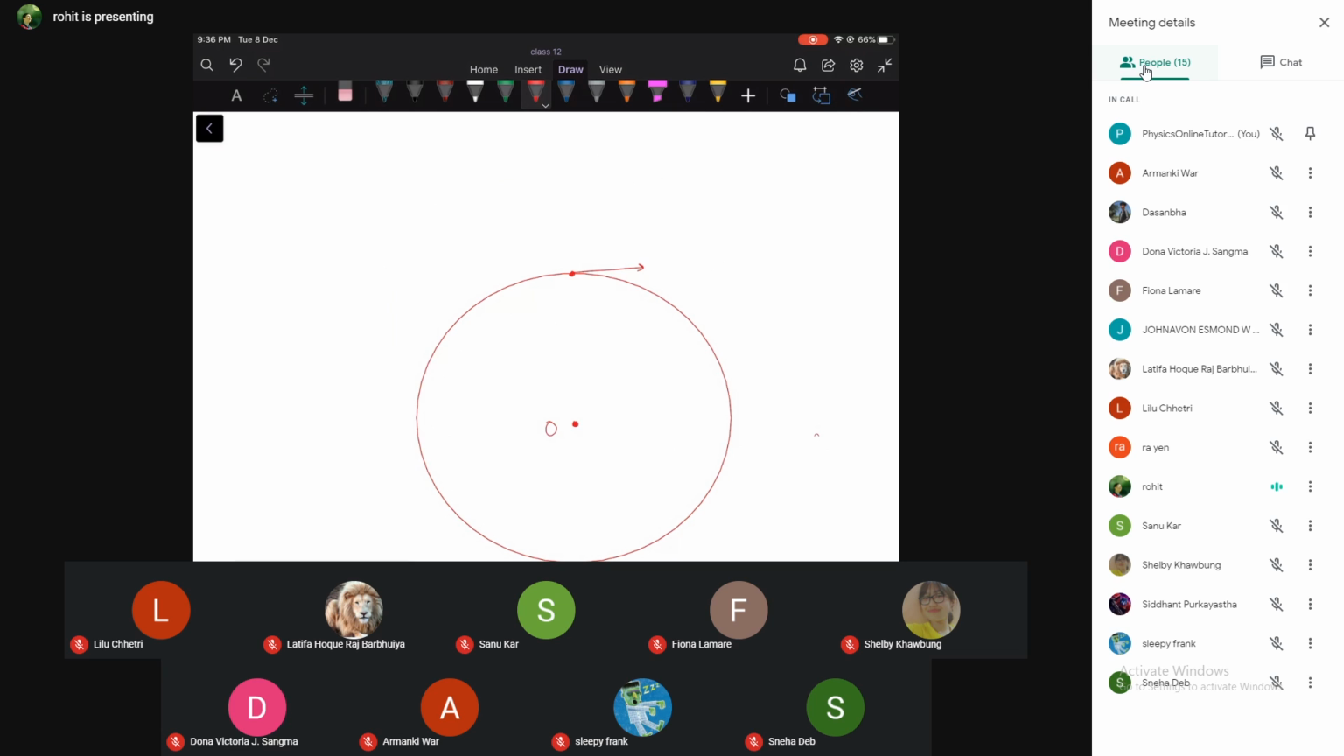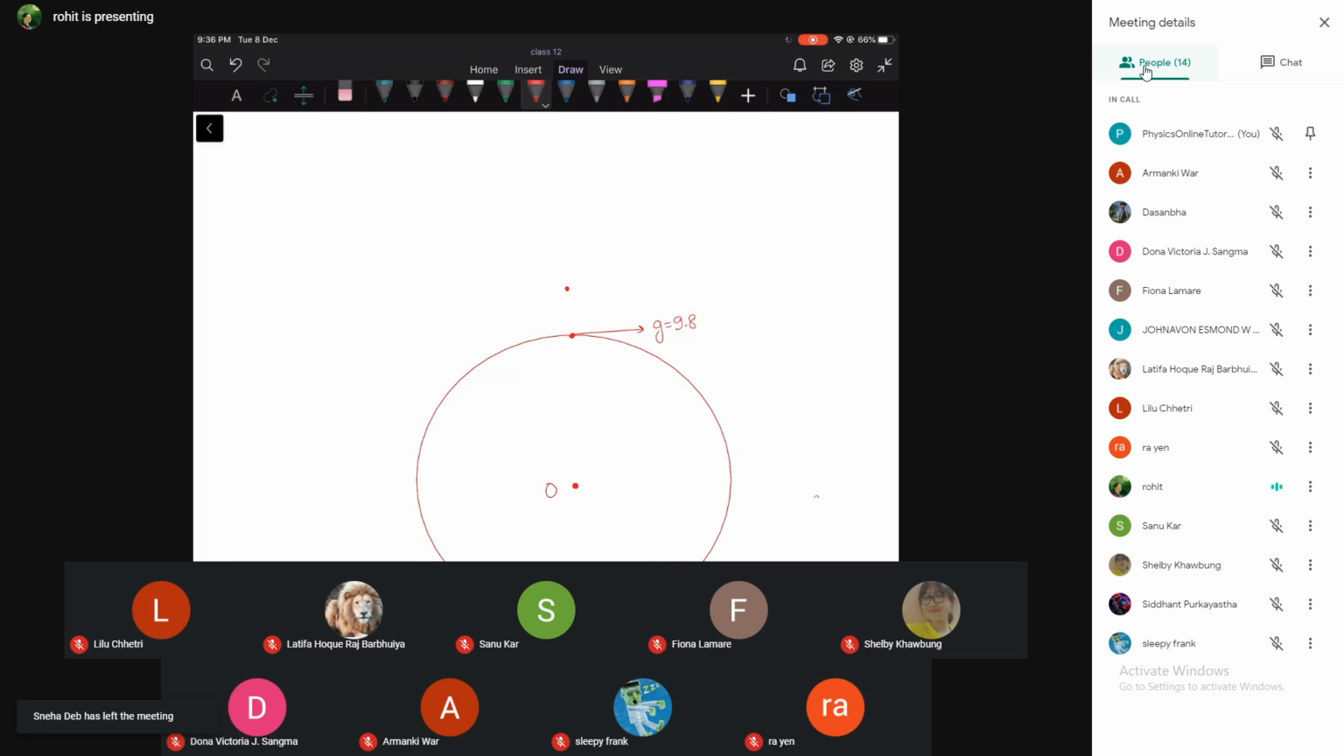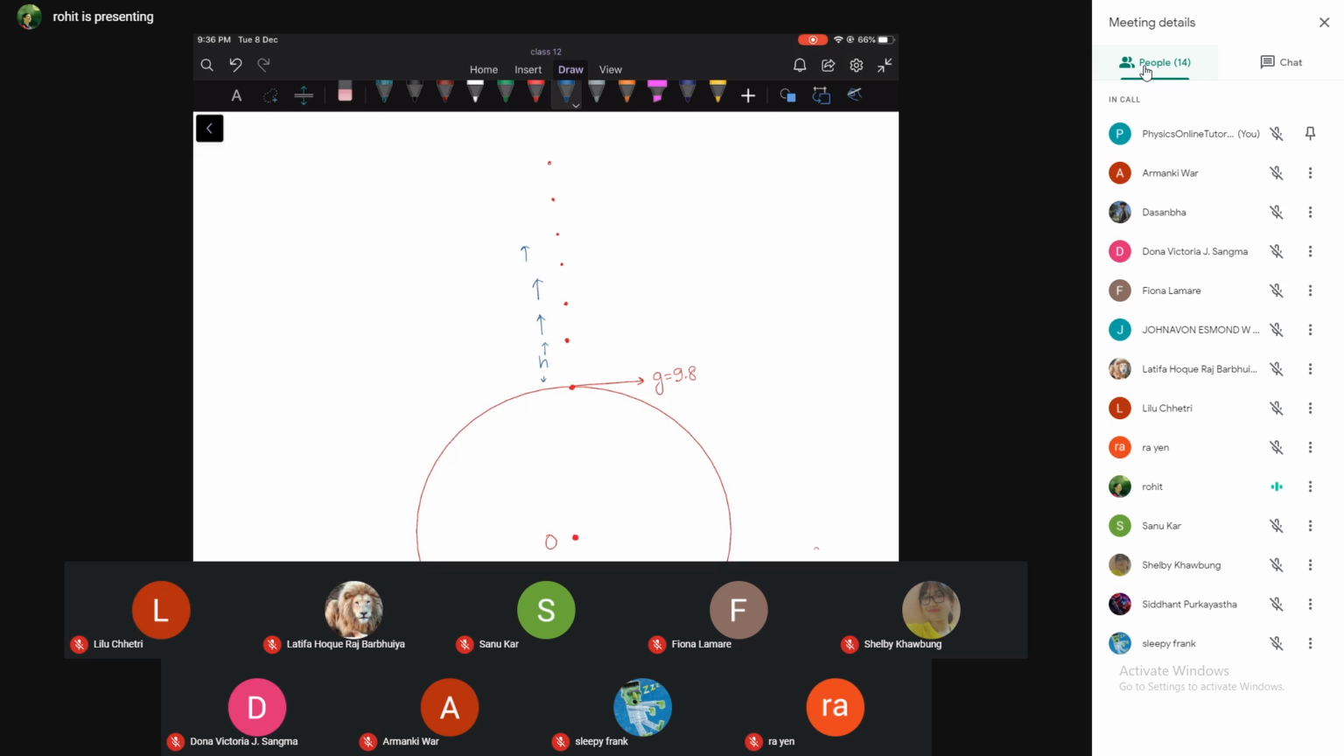Here the value of acceleration due to gravity is how much? Exactly 9.8. Somewhere here the value decreases, somewhere here the value decreases much more. Here much more decrease, much faster decrease. If I go away and away from the surface, our height is going to increase, more and more height. But the value of G is going to keep on decreasing, and it's going to decrease very rapidly.